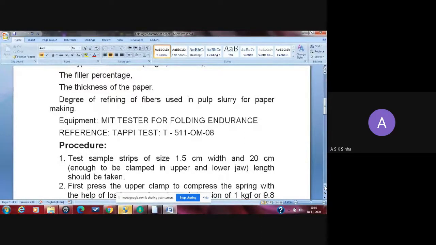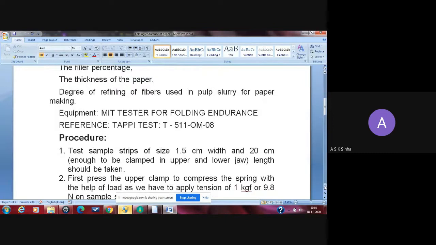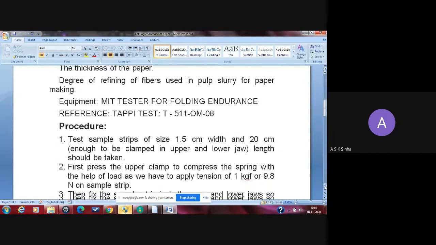Then thickness of the paper is another important quality because the thickness will be directly related to the number of fibers, the number of layers of fibers. The higher the number of layers of fibers, with the increase of the fibers, the strength will again be increasing.